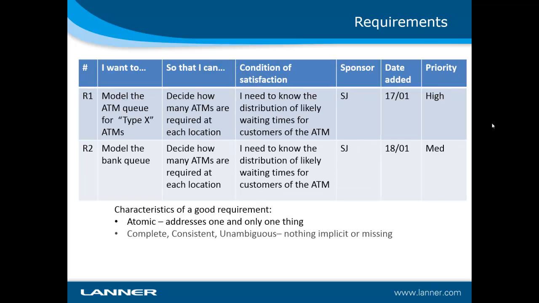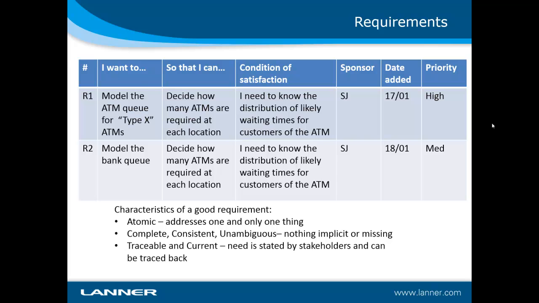We should also try and be consistent and unambiguous about our requirements. So one of the backlog items shouldn't contradict another and shouldn't need any further information to understand. So we might need a bit more description on our three text boxes there.